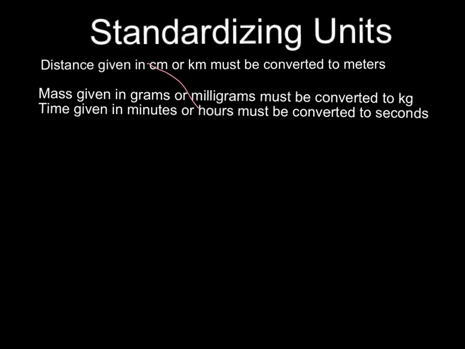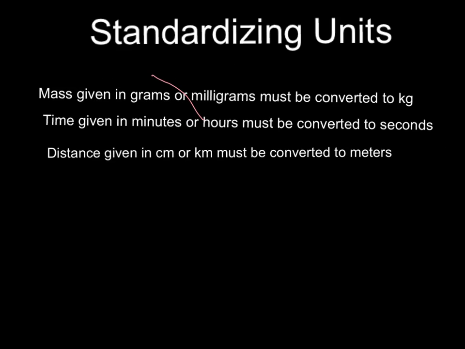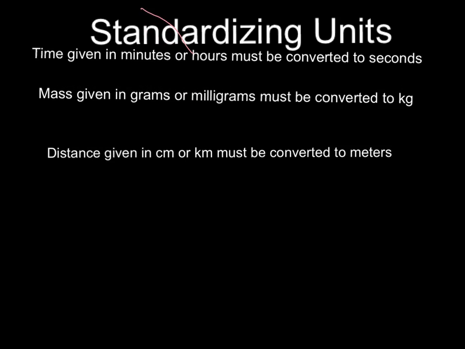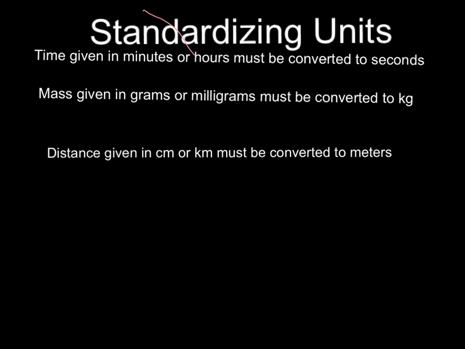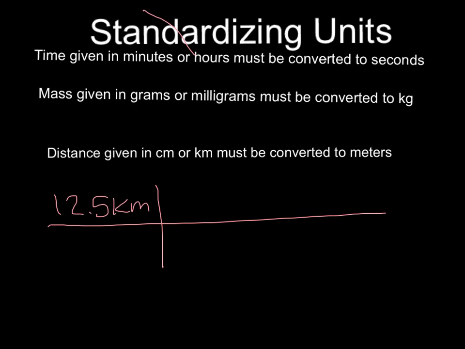So let's do one of these. Let's give a distance in kilometers. Okay, so here's our distance. Let's say we're given 12.5 kilometers. Okay, so we need to convert that to meters. Okay, the T-bar, the across bar means to divide, and the up-down bars mean to multiply.